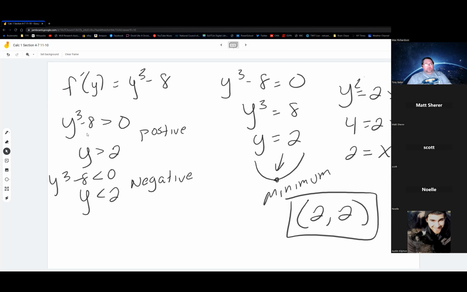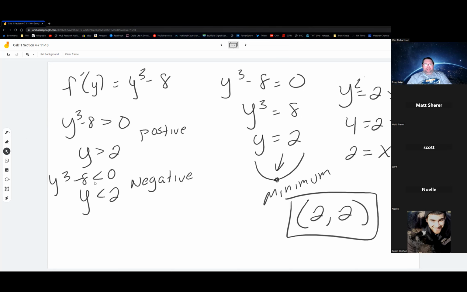Oh, okay. So when you're trying to find if it's a minimum, if the slope going into that point, so before that number, is negative, it's going down. And then after that point, it's going positive, so the slope's going up. In this case, when my derivative, which is y to the third minus 8, is greater than 0, that's when it's positive, which is when y is greater than 2. So after this point, my slope is positive. So that means it's going up.